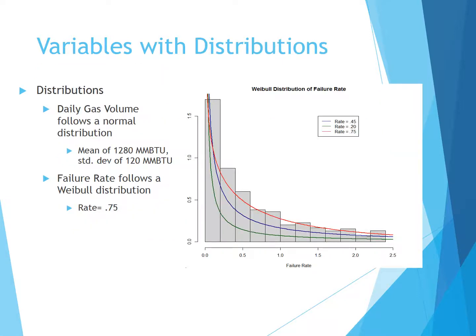Two of our variables followed distributions which were used in our simulation problem. So the first one was our daily gas volume, which followed a normal distribution with a mean of 1,280 MMBTU and a standard deviation of 120 MMBTU. Our failure rate followed a Weibull distribution, which is a very popular distribution that models failure in the reliability engineering space. So the Weibull distribution is very similar to an exponential distribution, as you can see on this picture, and the rate we went with for the simulation was 0.75, which can be seen in red on the distribution there.